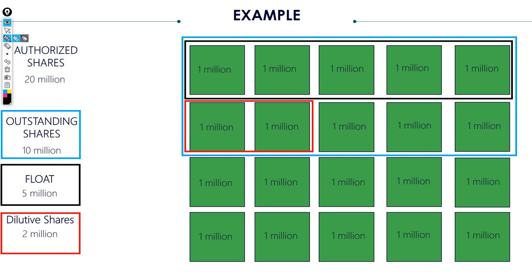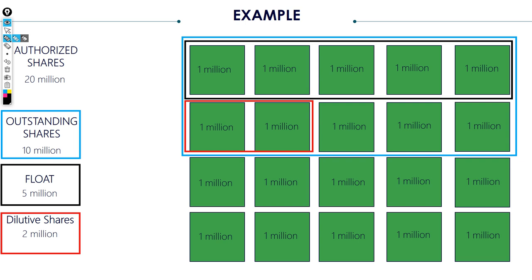Okay, so this is the maximum number of shares that are issued. Now the outstanding shares currently are 10 million, and you can see that I've outlined them in blue. But you can see that the float and the dilutive shares are both lower numbers, and they're both within this pool of outstanding shares.